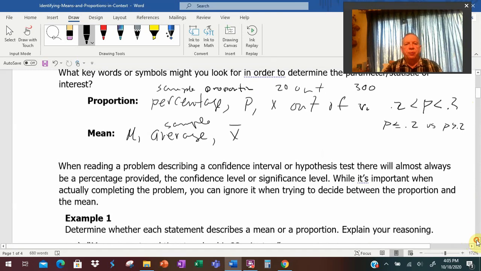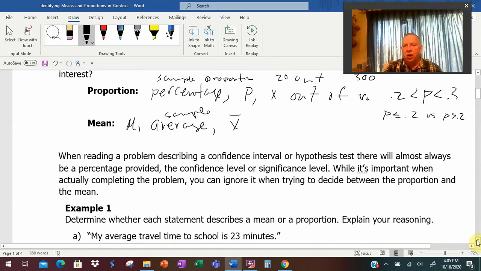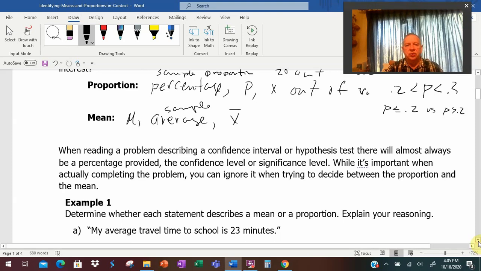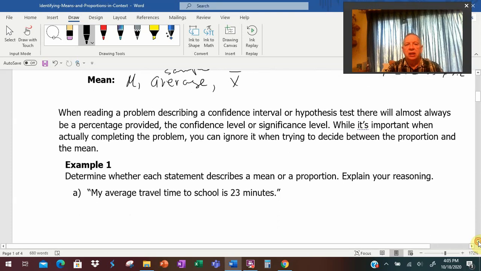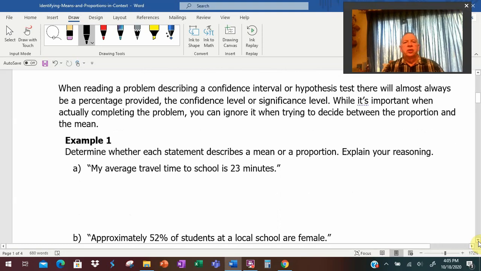So when reading a problem describing a confidence interval or hypothesis test, there will almost always be a percentage provided, the confidence level or significance level. While it's important when actually completing the problem, you can ignore it when trying to decide between the proportion and the mean. Okay. Let's just go through some of these things. Determine whether each statement describes a mean or a proportion.